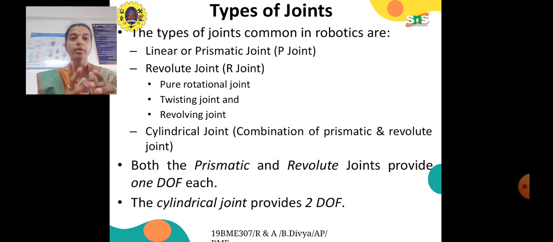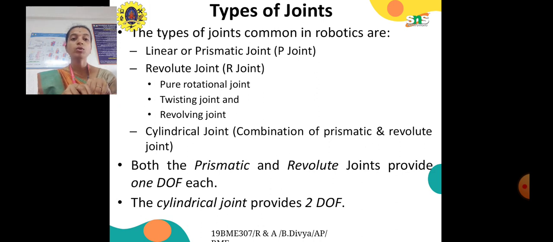The main three joints are linear or prismatic joint, which is also called as P joint; revolute joint, which is also called as R joint; and third one is the combination of prismatic joint and revolute joint combined together to form a cylindrical joint. In revolute joint, we have three categories: pure rotational joint, twisted joint, and revolving joint.